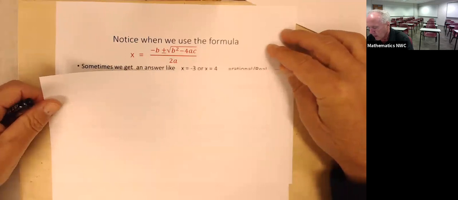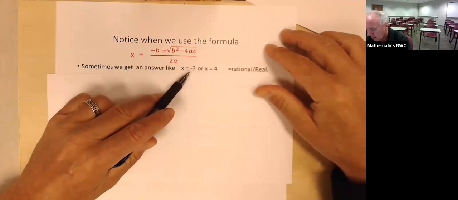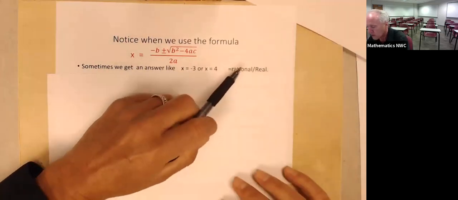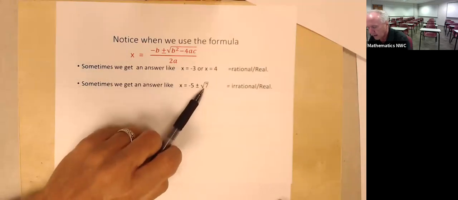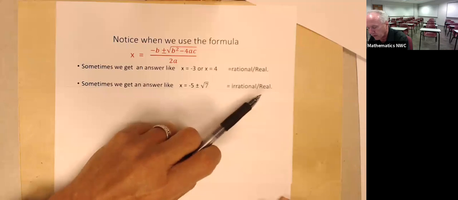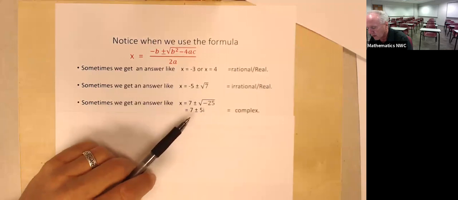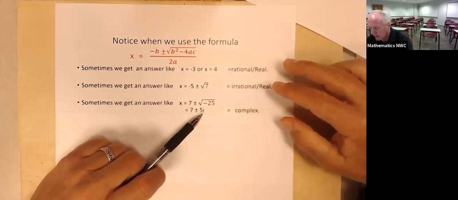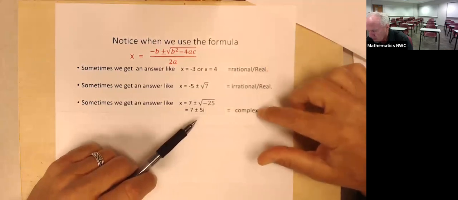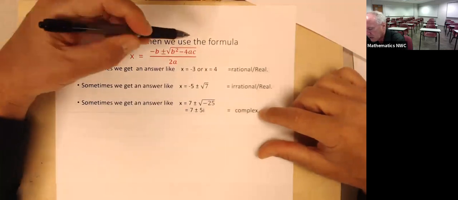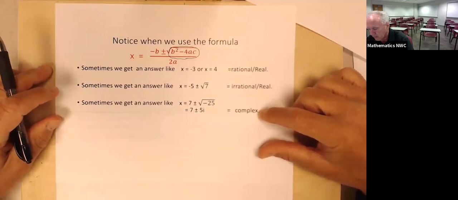I'd like you to notice when we use that formula, sometimes, as I just mentioned, we get nice rational integer answers, but they're certainly rational and real. Sometimes we get a radical in them, which is irrational, but they're still real. Sometimes we get answers like this, where I have a negative radical, which gives us an I, or a complex. I would like you to notice that the type of answer we get is really determined by that radical right up there.